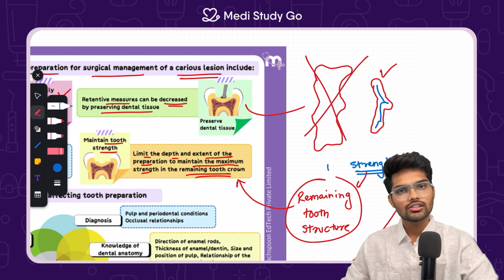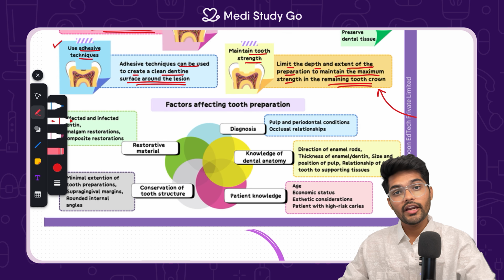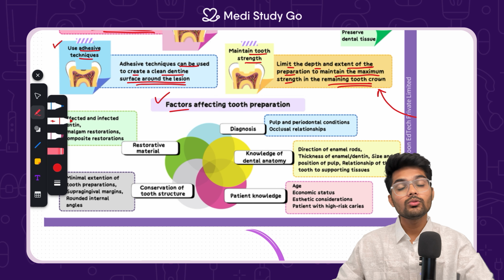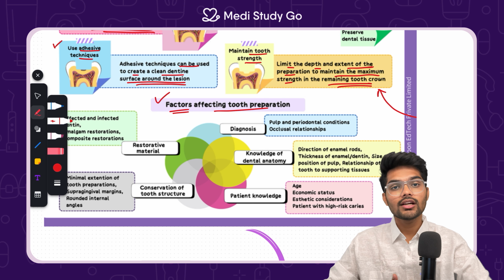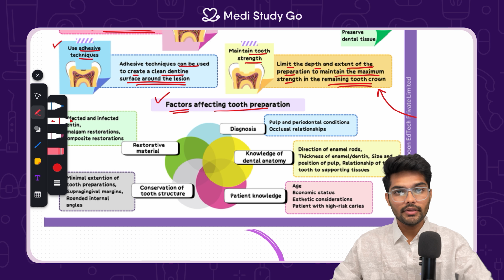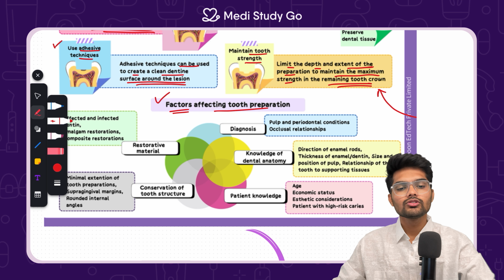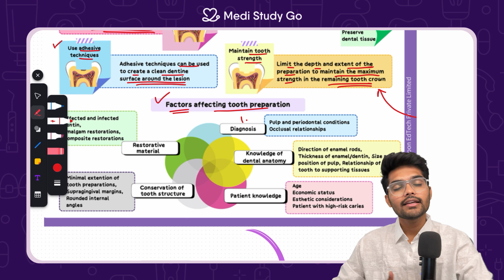So another point we have on page number 42 is the factors which are going to affect our tooth preparation or the design of it. So what I'm going to do is explain this text with the help of a few examples. So the first one we have is diagnosis. Diagnosis is obviously a very important and crucial step.